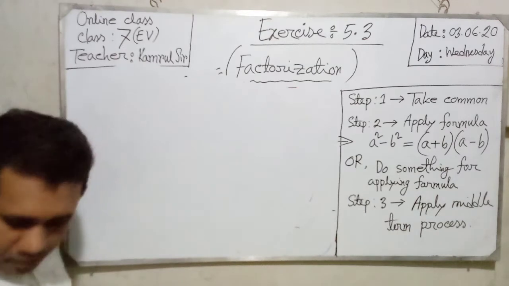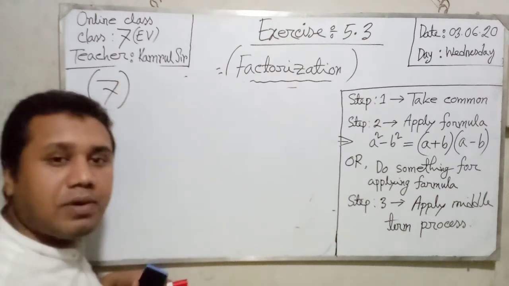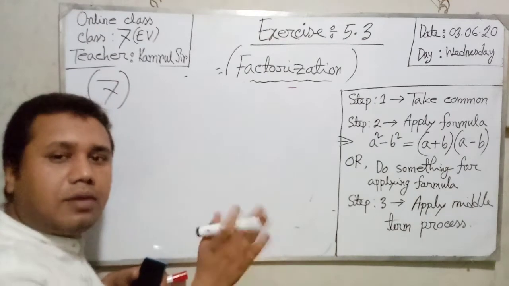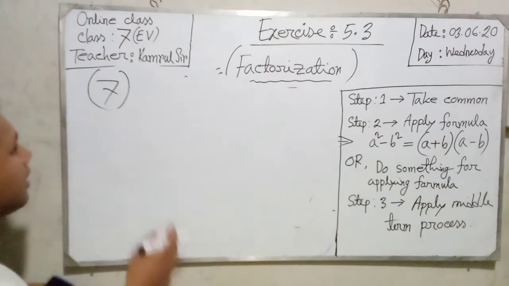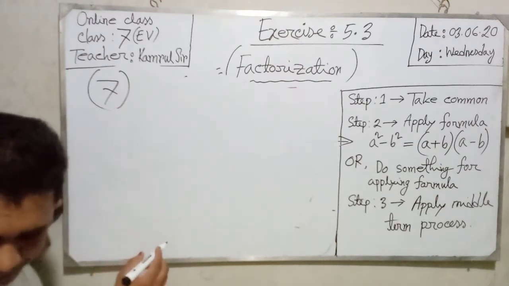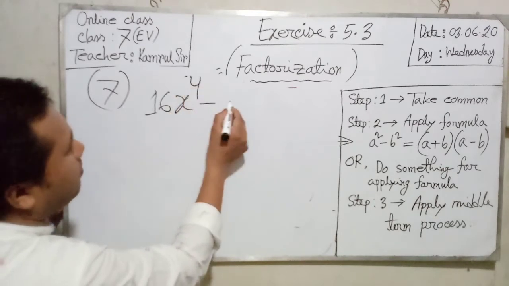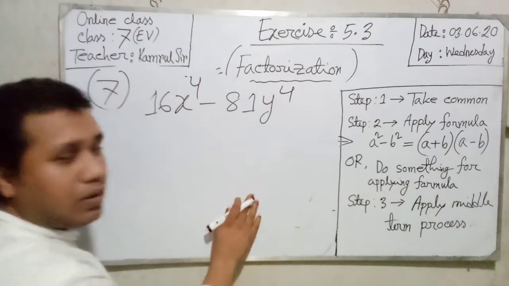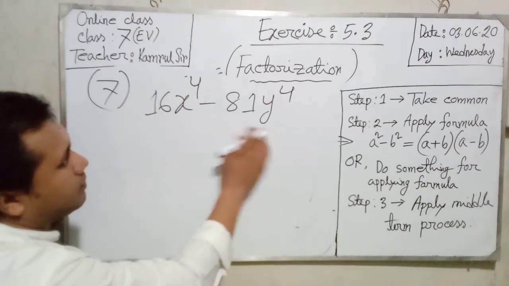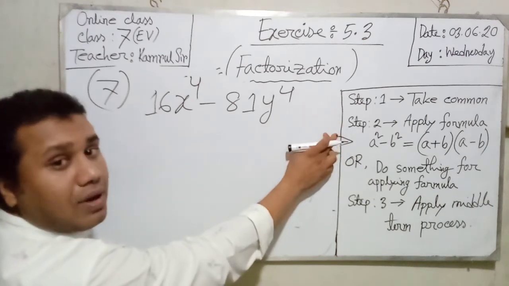Now dear students, problem number 7. Problems number 5 and 6 are 100% similar to problem number 4. You will be able to solve them, inshallah. Now problem number 7, 16x to the power 4 minus 81y to the power 4. Now look, is there any common? No. So go to step number 2.